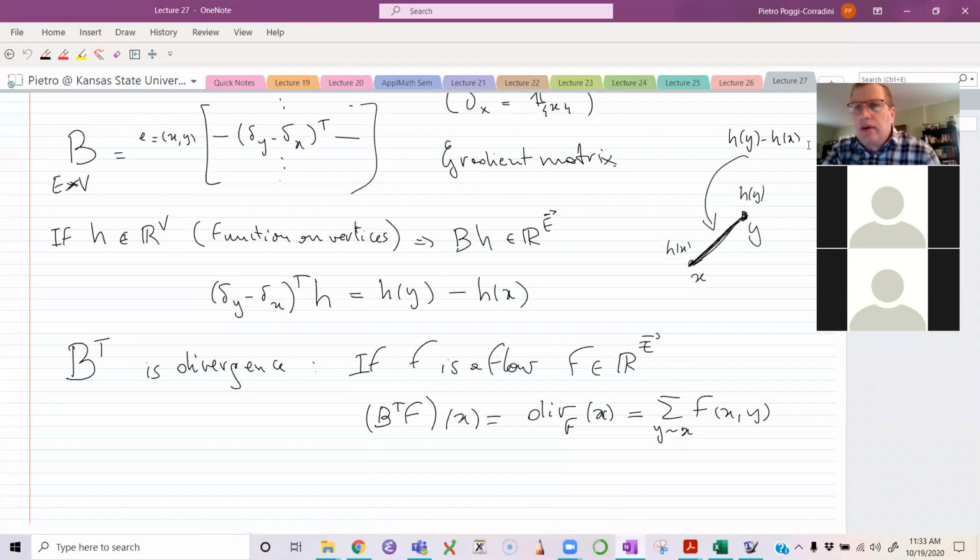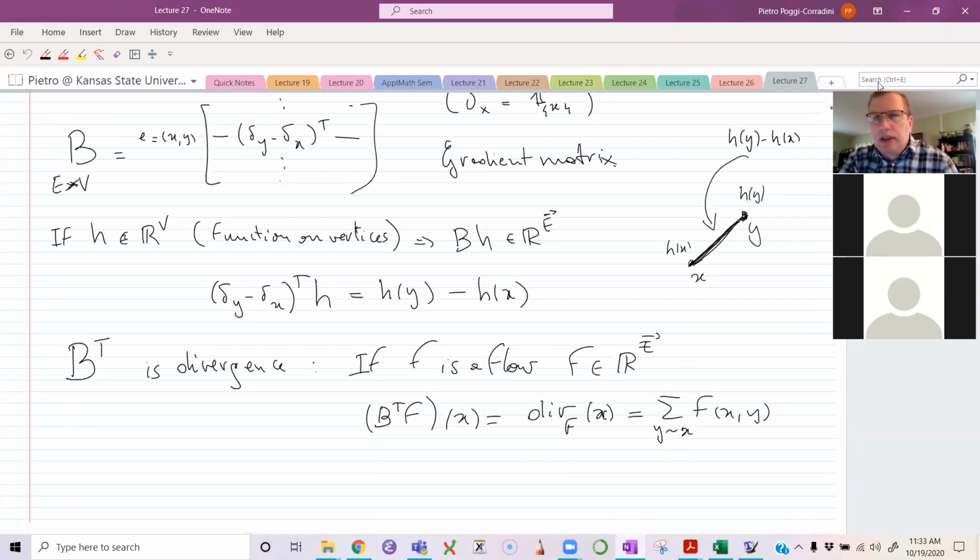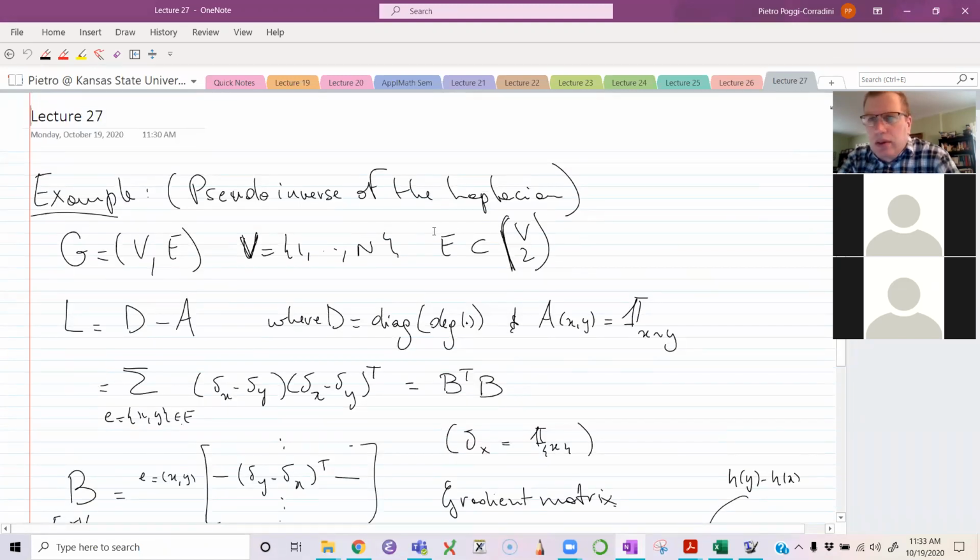All right, so let me see where we're at. I was trying to do an example of the pseudo-inverse in action. So let's try to compute the pseudo-inverse of the Laplacian. Here I recall, say you have a bunch of nodes, and then pairs of nodes are called edges. And then the Laplacian has this form, the diagonal of degrees minus the adjacency matrix. Probably should write those things.